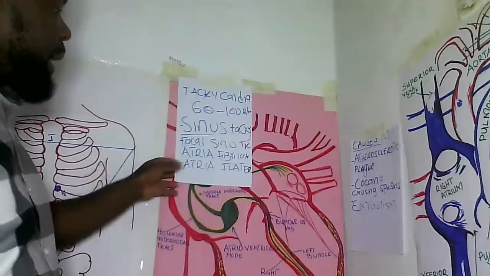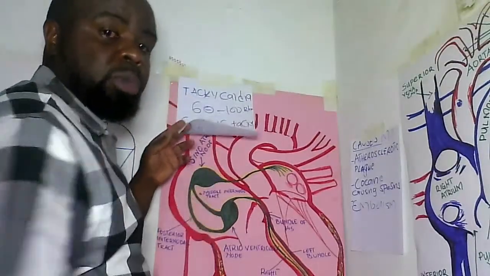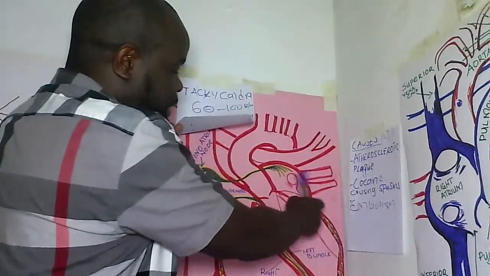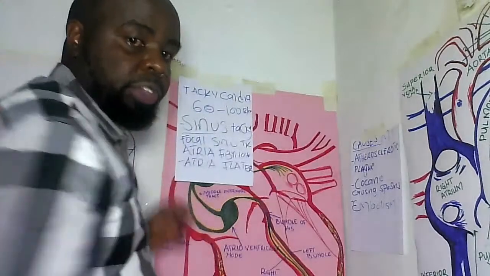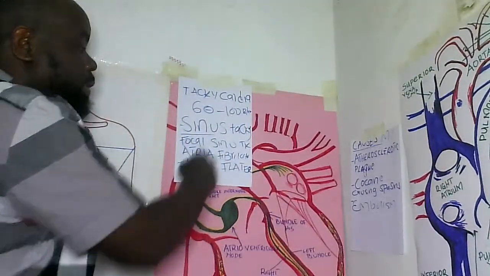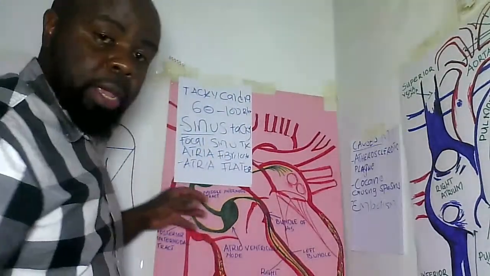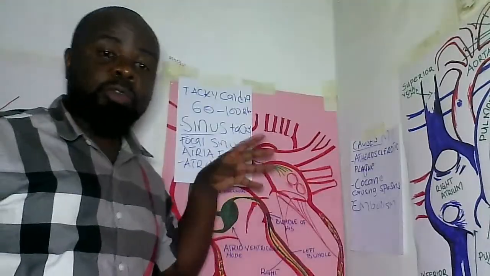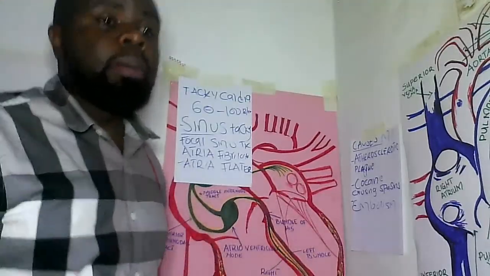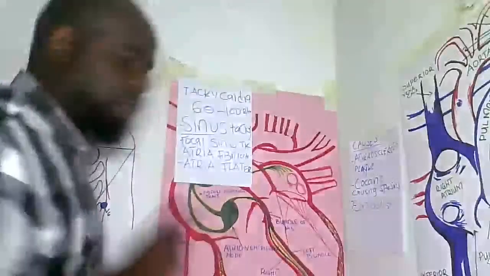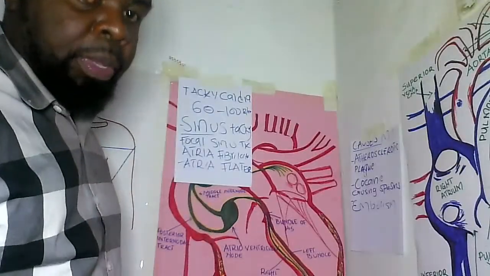We started by sinus tachycardia, and then we went to a node somewhere which is pushing so fast, which is called focal, because it is not the normal way, it is outside. We call it focal atrial tachycardia.